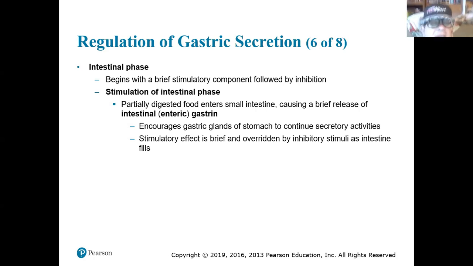Anyway, the intestinal phase begins with a brief amount of time where you're stimulating and then you inhibit. So you're going to stimulate as partially digested food, let's use the right word, chyme, C-H-Y-M-E, enters the small intestine, and that will cause the release of intestinal gastrin. That will make gastric glands in the stomach continue to do their thing. And this period of stimulating is brief, and it's overridden by inhibitory stimuli really fast. In other words, the intestines, remember I said they can't handle the acidity very well. You can't dump all that stuff at once into the small intestine. So as it starts to fill up, it'll be like, okay, stop, that's enough, don't send anymore.